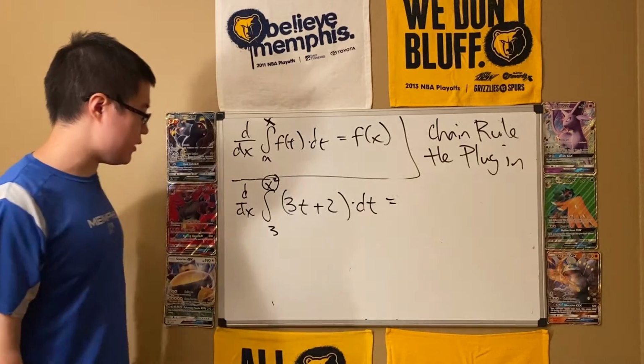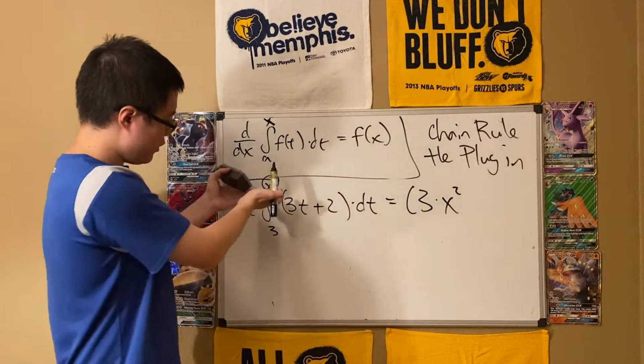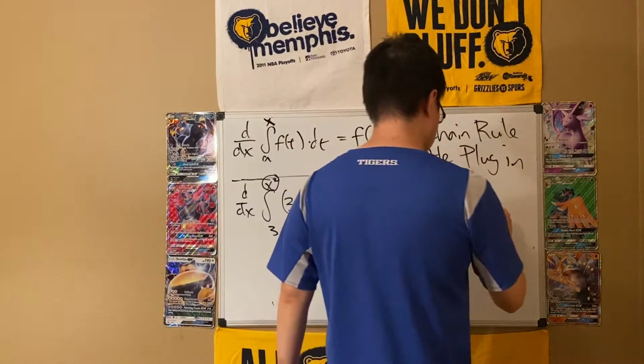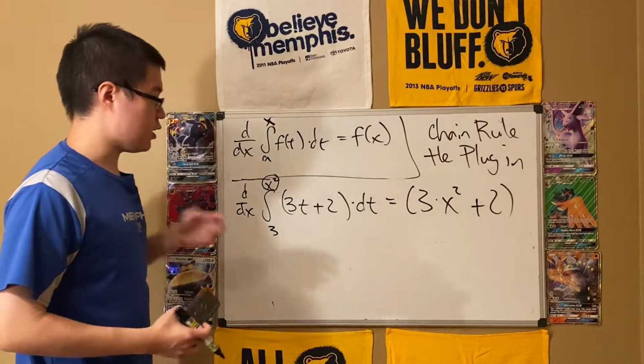So again, the same thing, we're just going to have 3x squared. Notice instead of this t, we just wrote it like that, and that's all we did. We still have this plus 2, don't really care about that. So this is where the chain rule comes in.